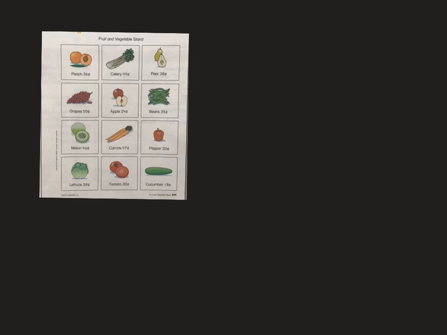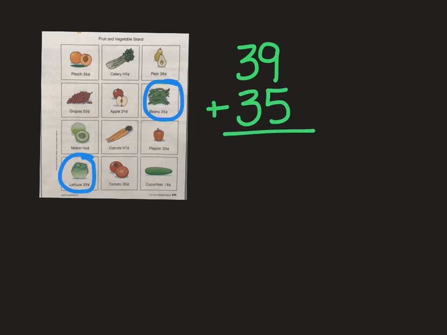This is a fruit and vegetable stand, and there are some different fruits and vegetables listed here with different price amounts. I'm going to choose two of these items that I would be pretending to buy. I'm going to choose the lettuce for 39 cents and the beans for 35 cents, and add those two together to see how much total money I would owe for that purchase. So 39 cents is my lettuce plus 35 cents for my beans. For today's practice, I'm going to be showing you new group above.